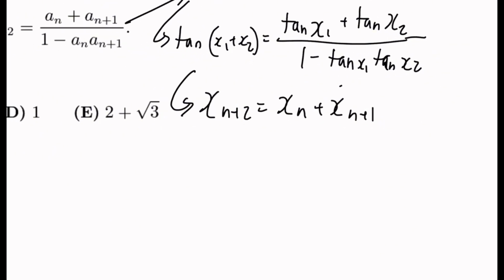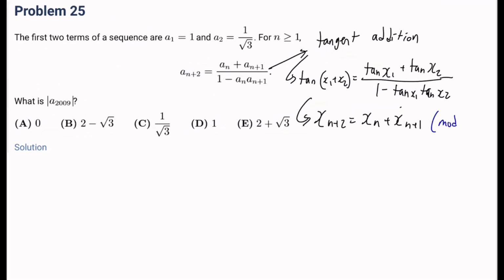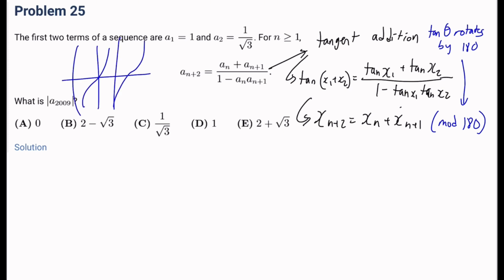But note that this is mod 180, because tangent theta rotates by 180 degrees. So if you look at the tangent graph, it repeats itself every pi, right? So from here to here, that's pi, from here to here, that's pi, and so on, right?